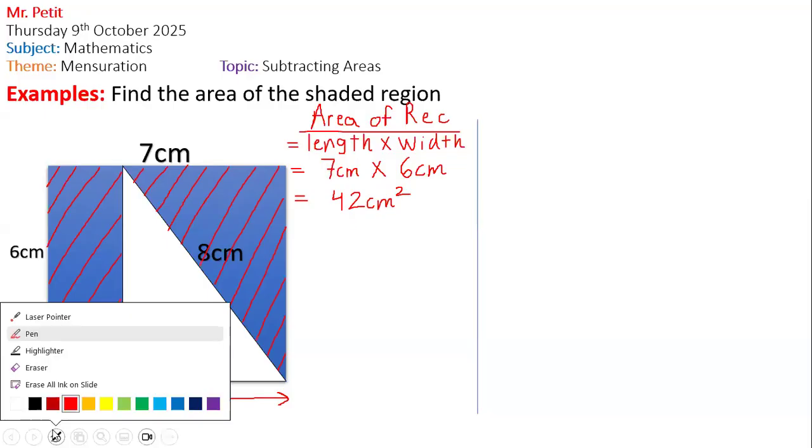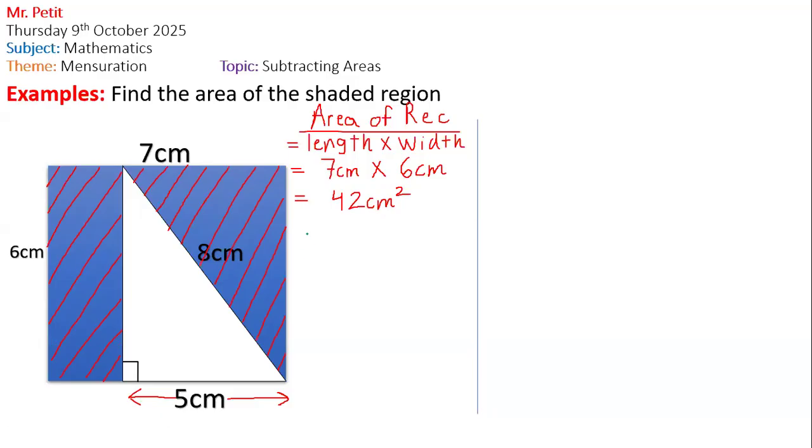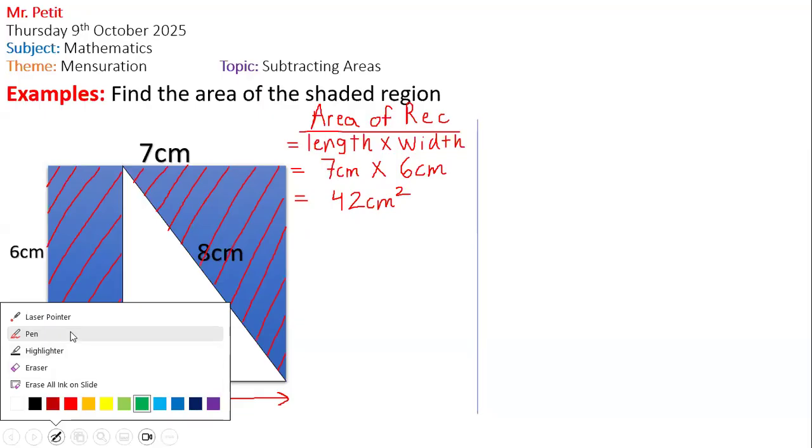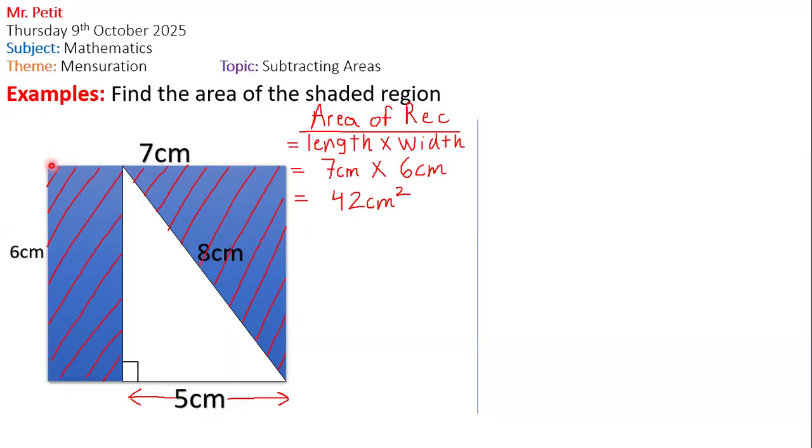Is everyone good with this? Let me know, please. Can you explain it again? Yes, sir. He said explain it again. So the length of the rectangle is this, right? That's the length of the rectangle. The width of the rectangle is that. So you do 7 multiplied by 6, which gives you 42.